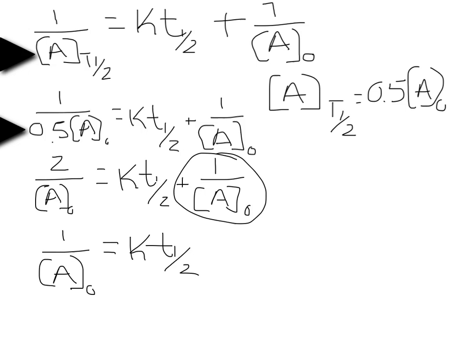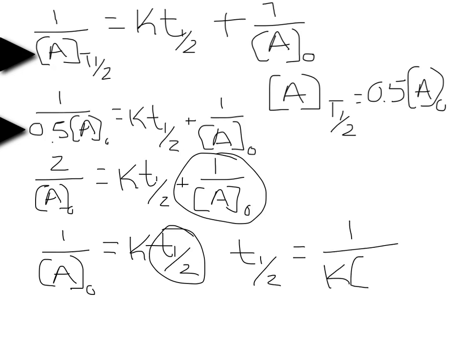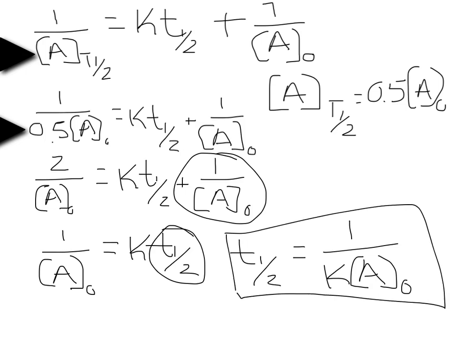If I simplify that down even further, I want just this half-life by itself. That means I have to divide both sides by K. So half-life equals 1 over K times the original concentration of A. So in the second order process, I see that half-life is dependent on that original concentration of A.